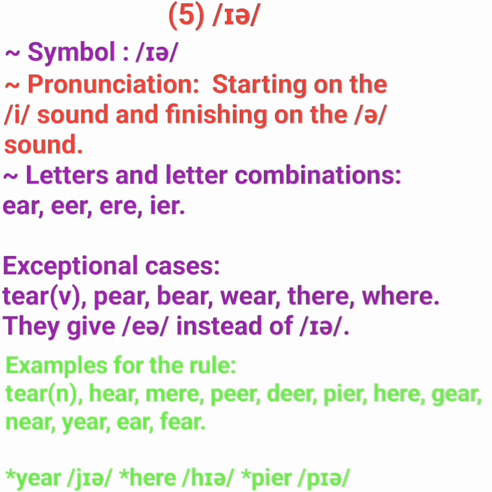So whenever we have EAR, EER, ERE, IER, they give the symbol. And how do we pronounce it? We pronounce it by starting on the E. So for examples I brought: tier, mere, pier, dear, here, gear, year, fear.